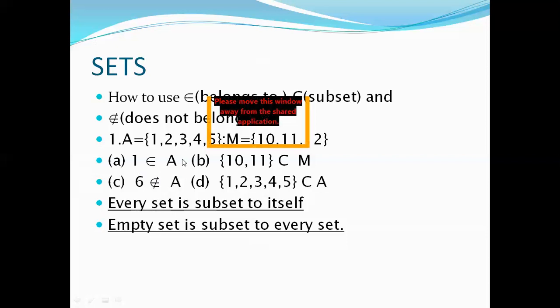Now 6 and A. Is the element present in set A? No, it is not there. So you should write does not belong to. So write belongs to and strike it; that is does not belong to. Now see here, 1, 2, 3, 4, 5. This is the same set A itself. I already said every set is a subset of itself.